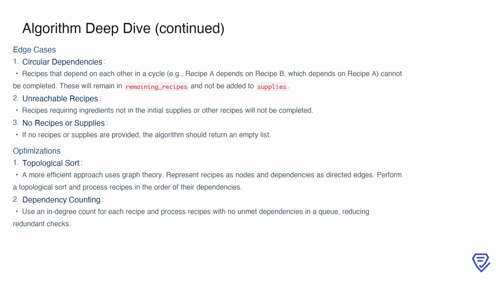To optimize the brute force approach, we can use a topological sort by representing recipes and their dependencies as a directed graph. This allows us to process recipes in the order of their dependencies, avoiding redundant checks. Alternatively, using an in-degree count for each recipe and processing recipes with no unmet dependencies in a queue can further reduce redundant operations, resulting in a more efficient solution.